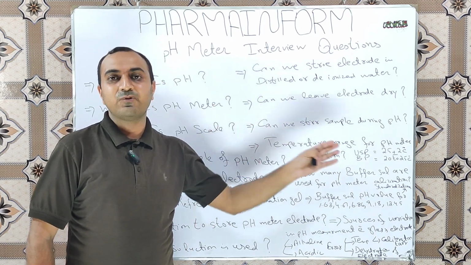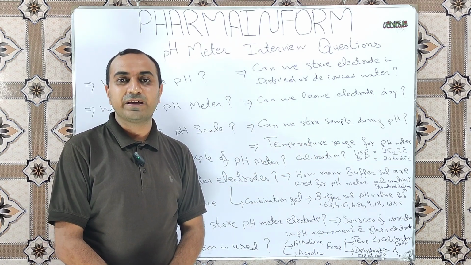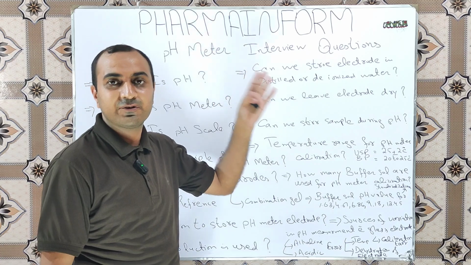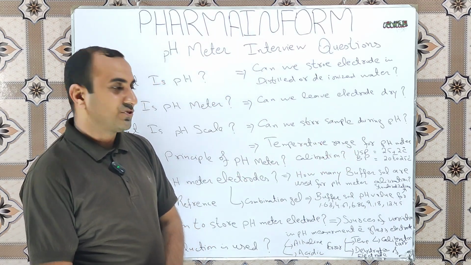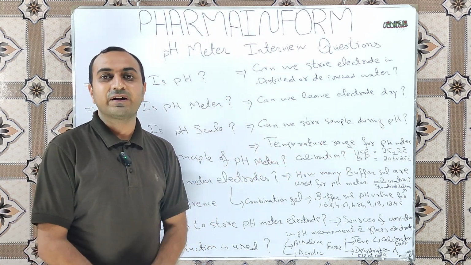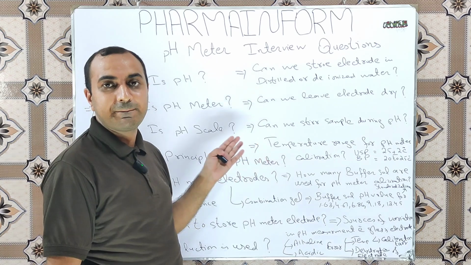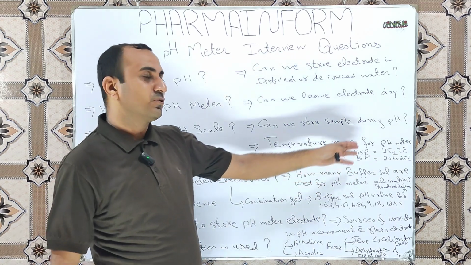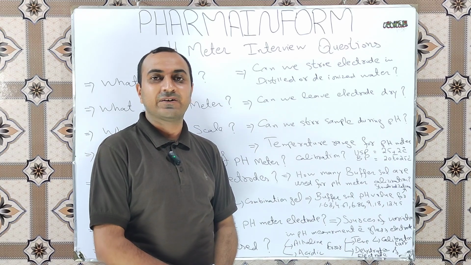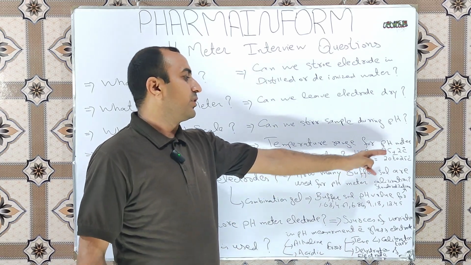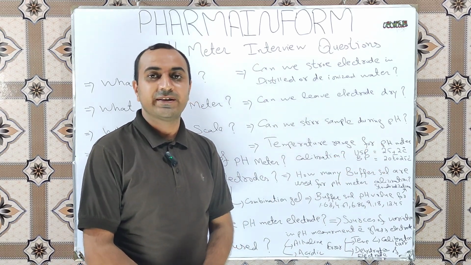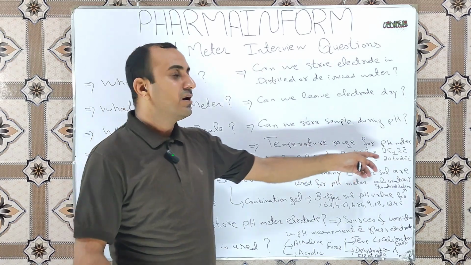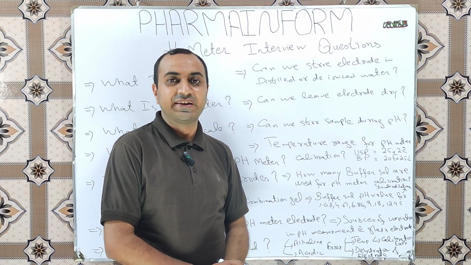Next question is, can we stir our solution during pH checking? Yes, we can stir our solution during the pH checking. Next question is, what are the temperature ranges for the pH meter electrode calibration? As per USP, we should calibrate our pH electrode at the temperature 25 plus minus 2 degrees centigrade, and as per BP, 20 to 25 degrees centigrade.